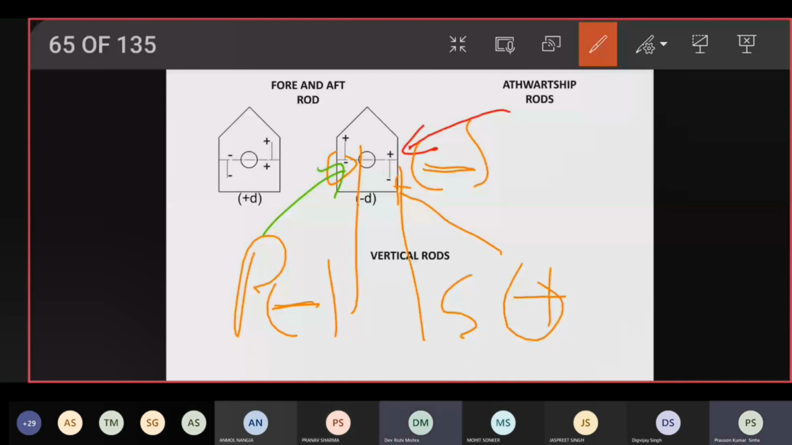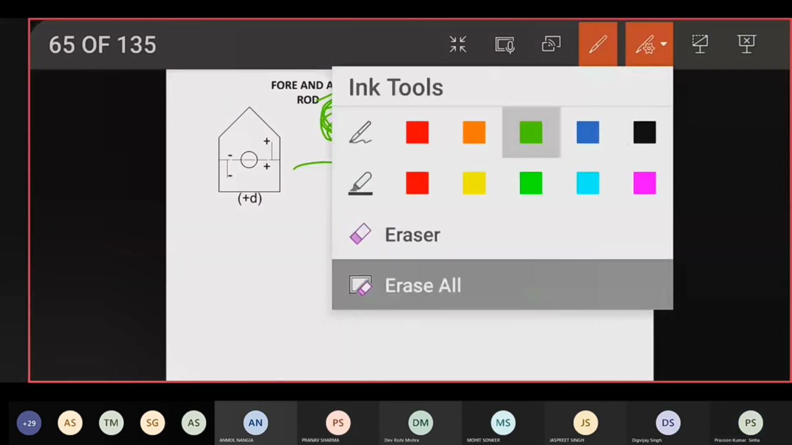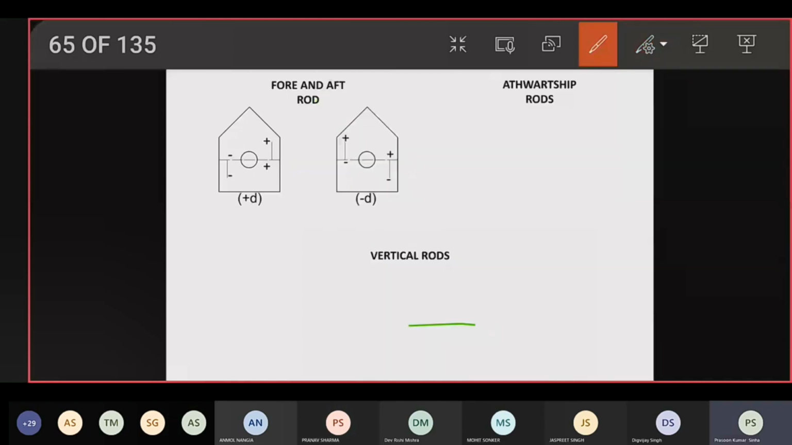Okay sir, understood. Then the farther end will automatically be positive because it is forward of the compass. Okay sir. This one, this end is forward of the compass, right? Yes sir. So positive. So this is D rod, plus D and minus D.